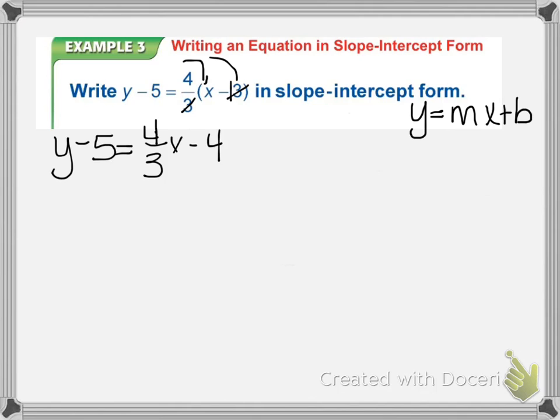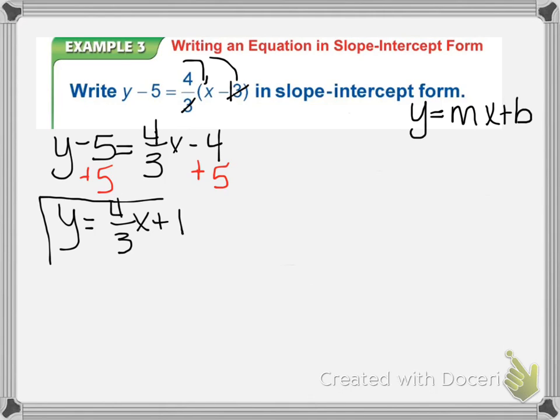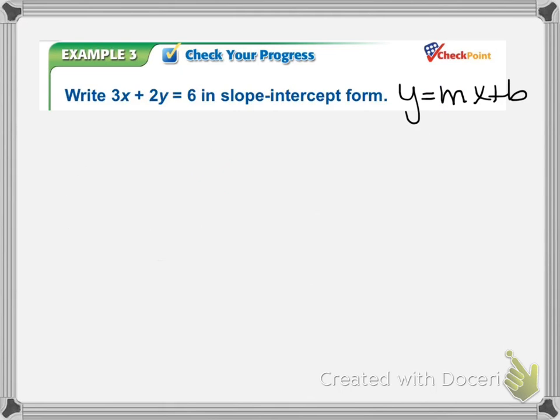Now, all you do is move your constant because the 4/3 is your slope. So to get rid of the 5, you're going to add it to both sides. And then that's going to leave you with y equals 4/3 x plus 1. So that is slope-intercept form. You're finished. That's your answer. Okay? Let's do another one.